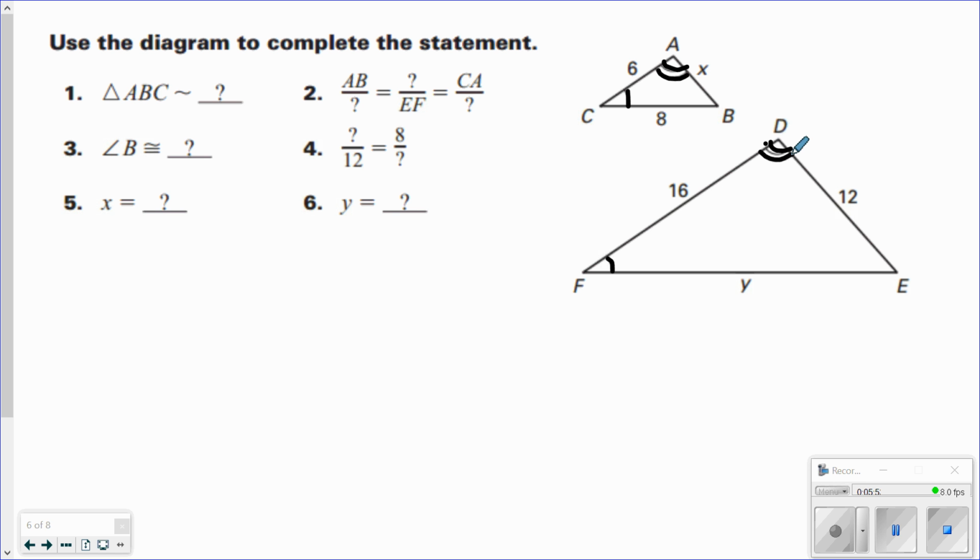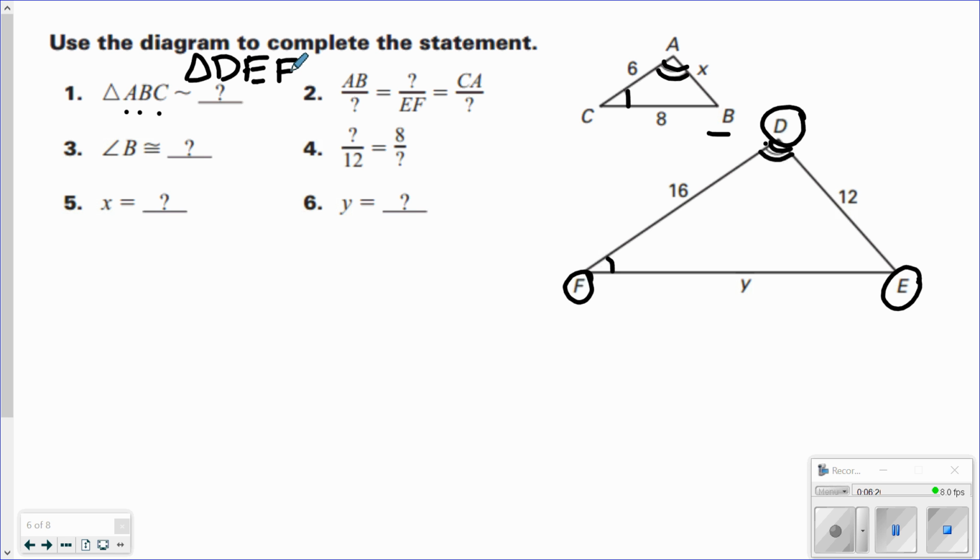All right, so triangle ABC, remember order matters. So it's going to be congruent to triangle, which corresponds with A? It would be D. What corresponds with B? Well, B is right here, and that corresponds with E, meaning that C is going to correspond with F. So triangle DEF.